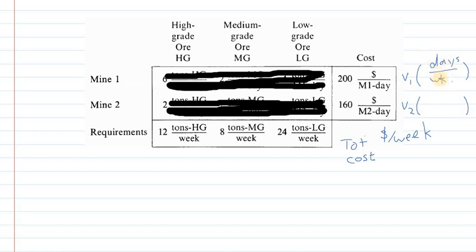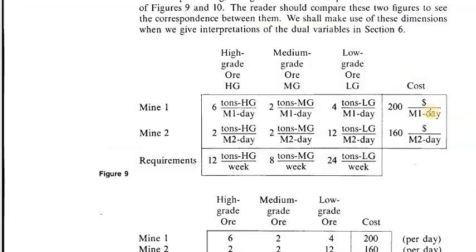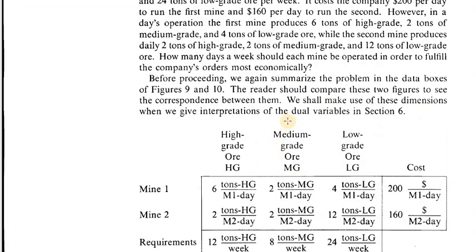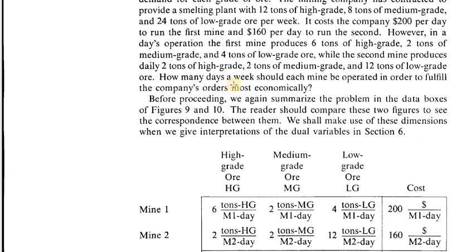Now he'd say M1 days per week, but the unit is actually days per week. And V2 also, the unit is days per week. So these are the unknowns. This is what we want to determine, and you can confirm that with the problem. The problem says, how many days a week should each mine be operated in order to fulfill the company's orders most economically? Those are the variables. That's what you want to determine.